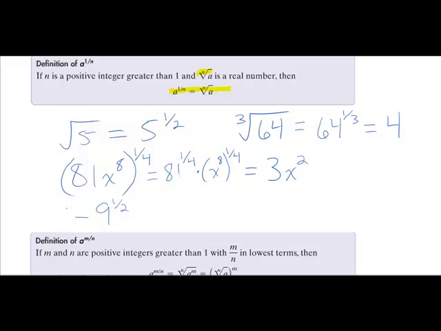Okay, so we're saying take 9 to the 1/2 power. Well, 9 to the 1/2, or the square root of 9, we know that's 3. But then don't forget about that negative sign out front. So the answer to this is actually negative 3, not 3.